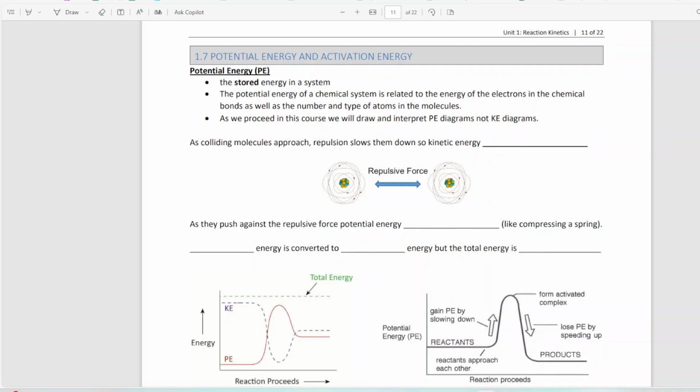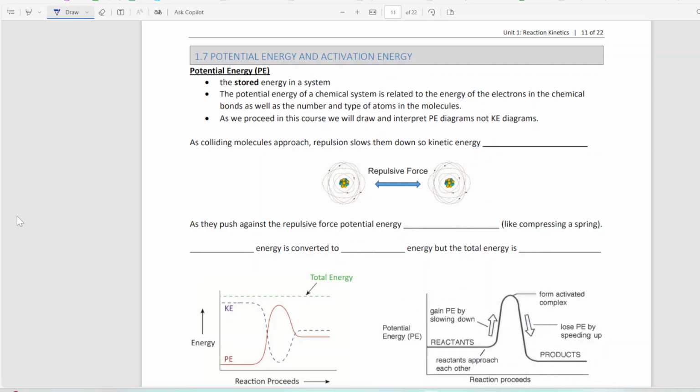The potential energy of a chemical system is related to the energy of the electrons in the chemical bonds, as well as the number and type of atoms in the molecules. So, like I was saying, as we proceed in this course, we're going to be looking at potential energy and not kinetic energy, and then we're going to be drawing potential energy diagrams instead of kinetic energy diagrams. So, let's talk about how we build a connection between kinetic energy and potential energy.